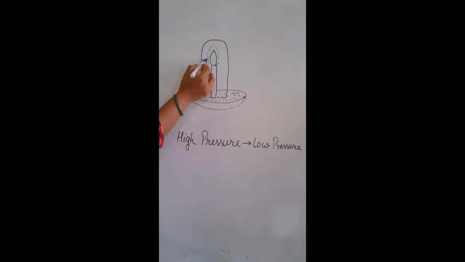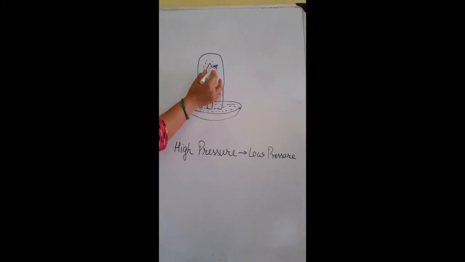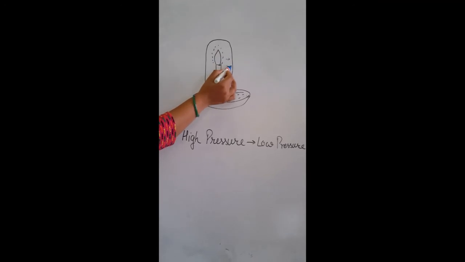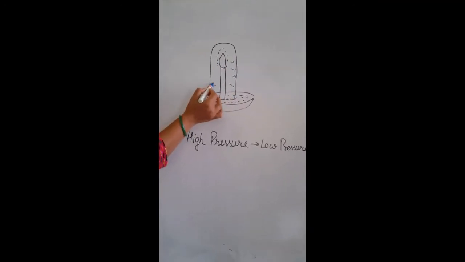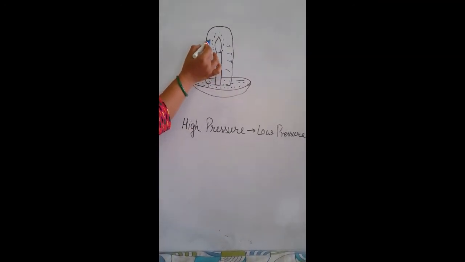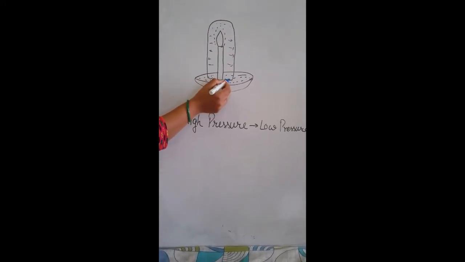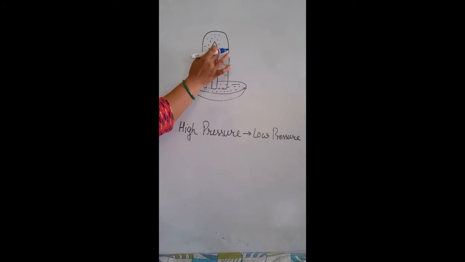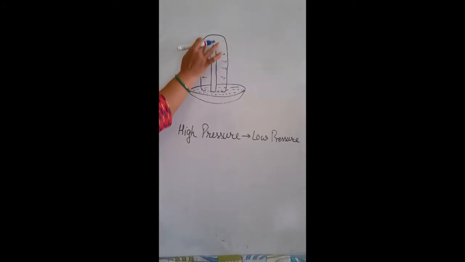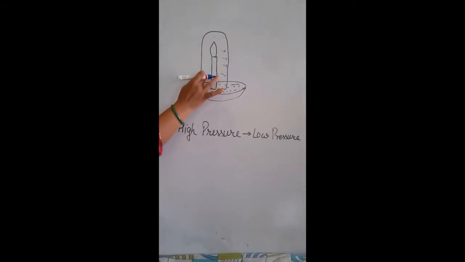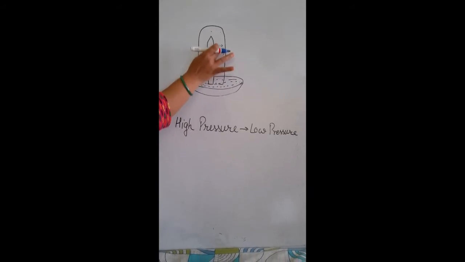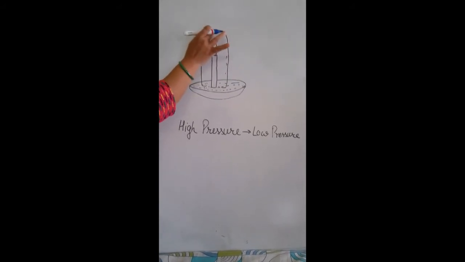The air, because of the heat of the candle, is expanding over here. So the pressure is high, and because of this it is not allowing the water to get in. But after some time the candle will go off, because you have cut the oxygen supply by using the glass.